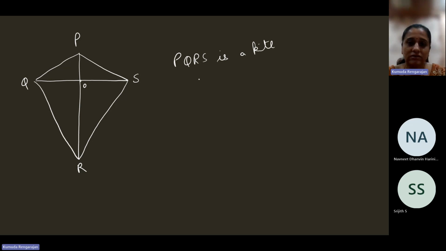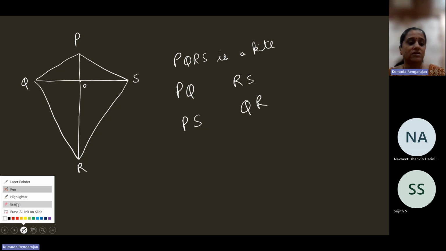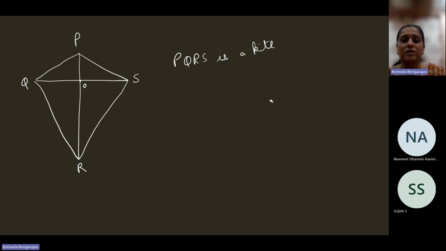In a kite, we know that no pair of opposite sides are parallel. That means PQ and RS, they're the opposite sides. They're not parallel. Similarly, PS and QR, they're opposite sides. They're not parallel. If you produce them, they'll meet. So that's why we call PQRS a kite.